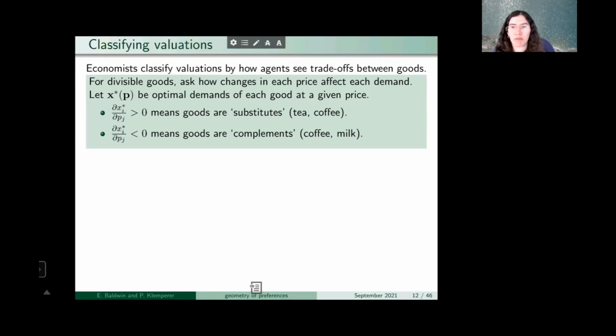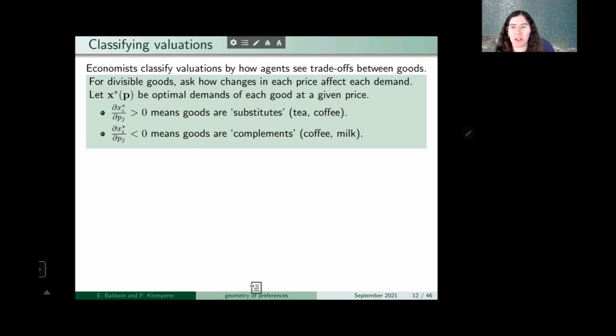So increasing the price of one good means that I demand more of another good. On the other hand, some goods go together, like perhaps coffee and milk, if that is how you take your coffee. And so then increasing the price of coffee might mean you demand less coffee, which would also mean you demand less milk. So sometimes increasing the price of a good means you demand more of other goods, and sometimes it means you demand less of other goods. And so that's the story when you can take partial derivatives when you're working in a perfectly divisible world.